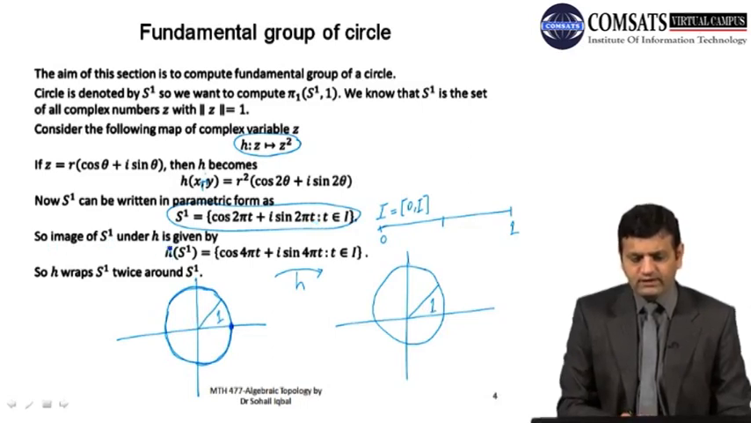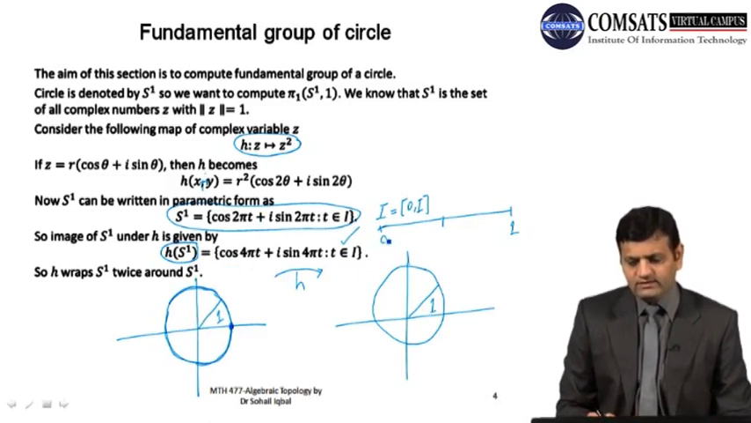Now the image of S1 under H is given by this. As you can see, when I take the power of z, the angle is multiplied by 2 and the radius is unit, so there is no change in the radius in the case of the circle. So basically the angle is doubled here. What is the effect of this H on the circle? When t is equal to 0, we get the same point again, so there is no change.